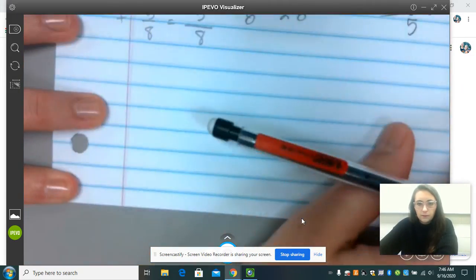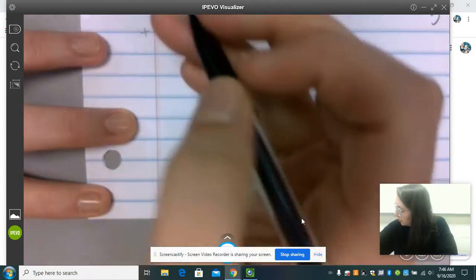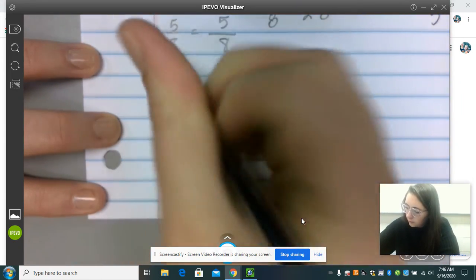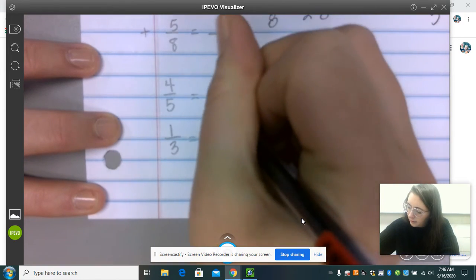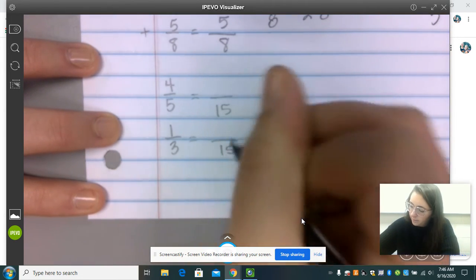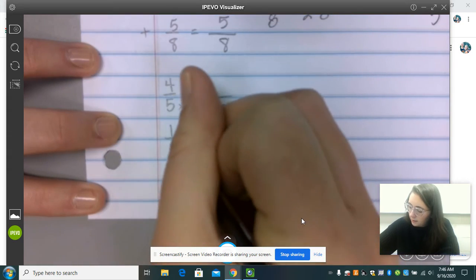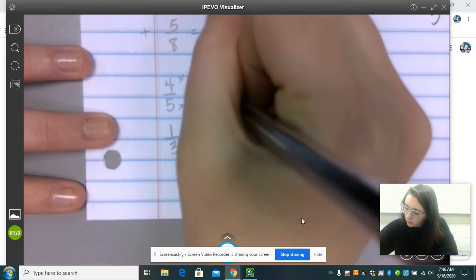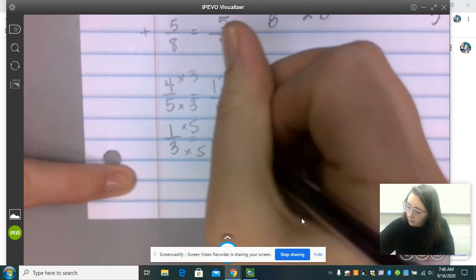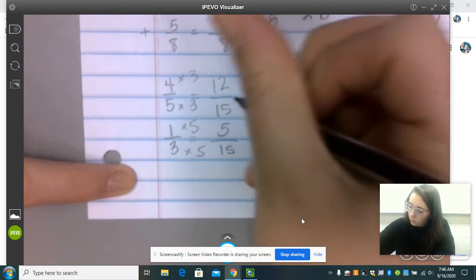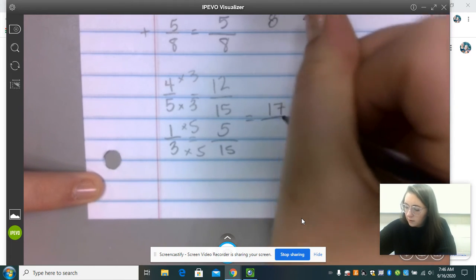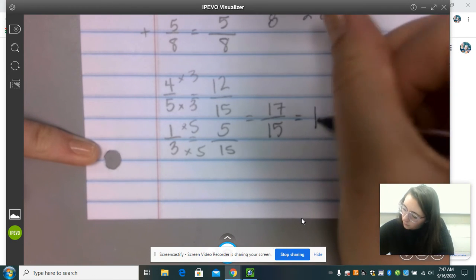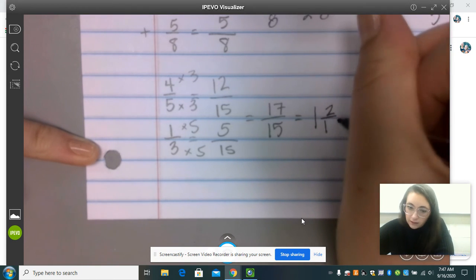I'm going to slide up a little bit. I hate when this is crooked. Okay, so I've got 4/5 and 1/3. Okay, so my least common denominator here is going to be 15. Multiply by 3. Multiply by 5. So that gives me 12/15 and 5/15. When I add 12 and 5, that's 17/15, which is going to be 1 2/15 because I'm afraid I'm running out of time.